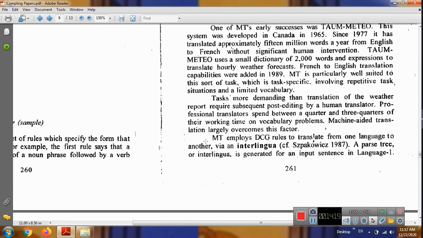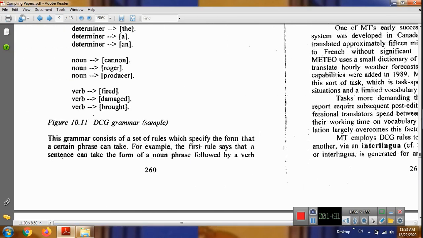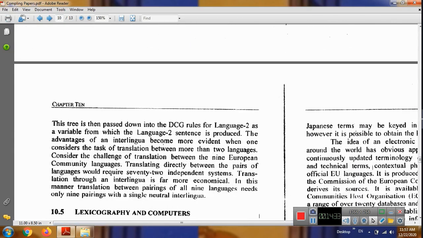MT employs DCG rules to translate from one language to another via the interlingua. A parse tree, or interlingua, is generated for the input sentence in language 1. This tree is then passed on to the DCG rules for language 2 as a variable from which the language 2 sentence is produced.